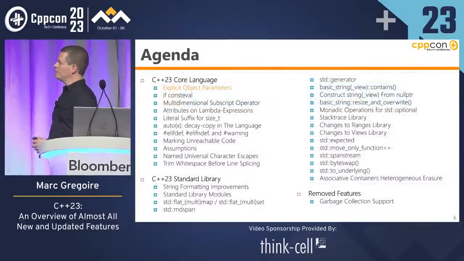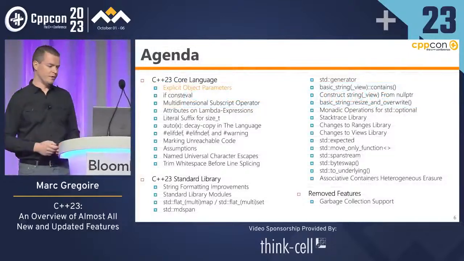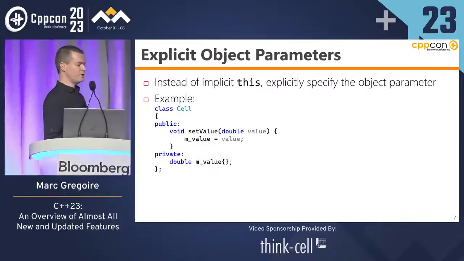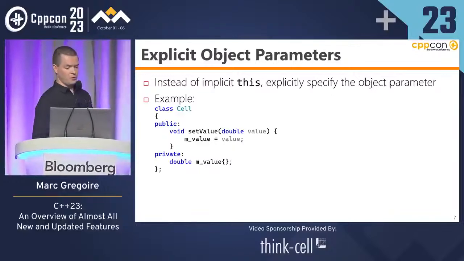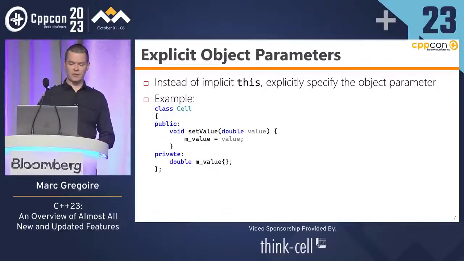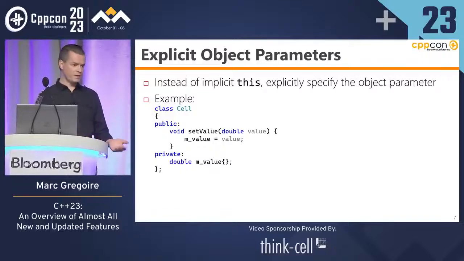The first one that I want to mention is explicit object parameters. So what is this? Everybody knows that if you write a member function of a class, you have the this pointer, which is implicit in every member function. You don't need to declare it, it's always there.